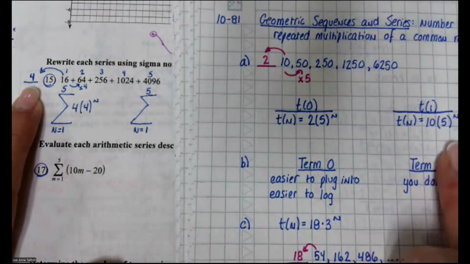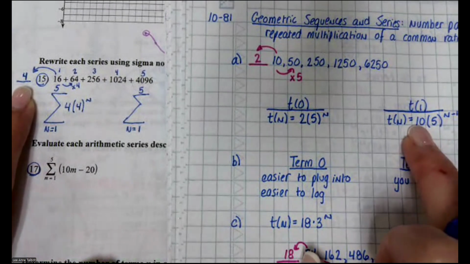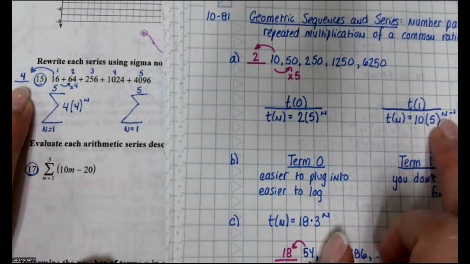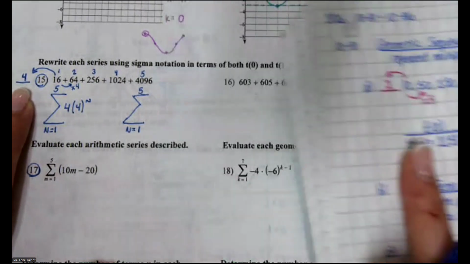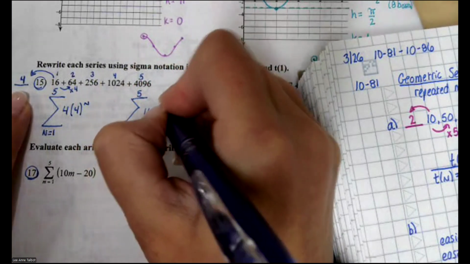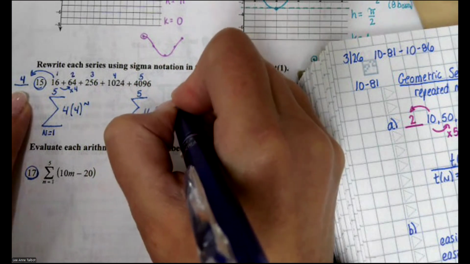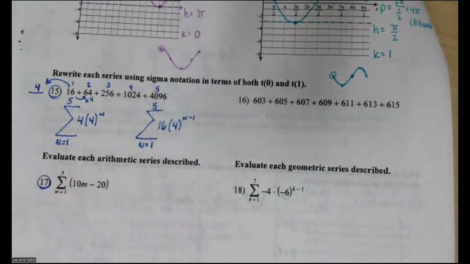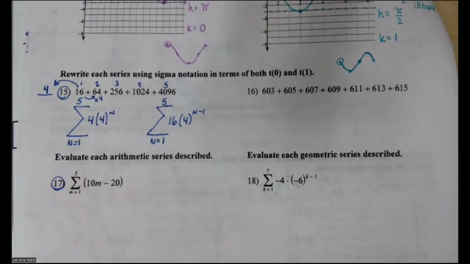Okay, and then if we do term 1, you put term 1 in the front instead, times the multiplier, and then you back up 1 spot to balance it out. So term 1 is 16, multiplier is still 4, and then n minus 1 to balance it out. Okay, any questions about that?